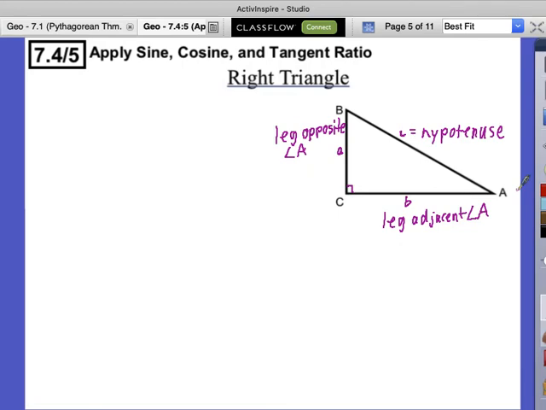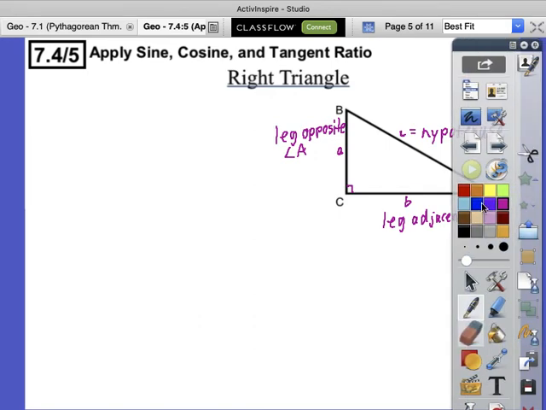Now, why would I not call this adjacent to angle C? Because C is the right angle. Both legs are adjacent to angle C, so does that help us at all? No. But if I call this one leg adjacent to angle A, do we know which leg we're talking about? Yes. There's only one leg adjacent to angle A, whereas at angle C, there are two legs adjacent to it.